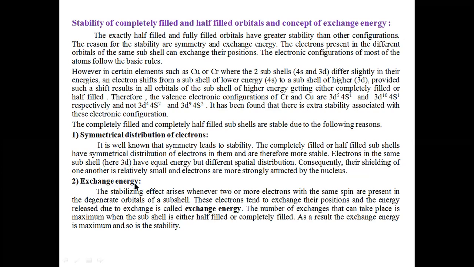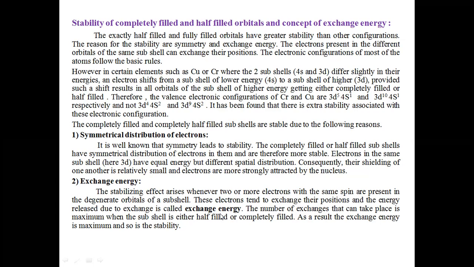The second reason is the exchange energy. The stabilizing effect arises whenever two or more electrons with the same spin are present in the degenerate orbitals of a subshell. Degenerate orbitals are orbitals having the same energy. If two or more electrons have the same spin and are present in degenerate orbitals of the same subshell, these electrons tend to exchange their positions, and the energy released due to exchange is called the exchange energy.